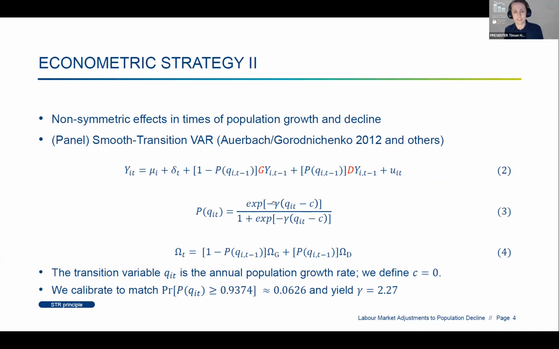How do we find this last parameter? We basically match, or calibrate, this parameter to match the share of the decline years in the overall sample.